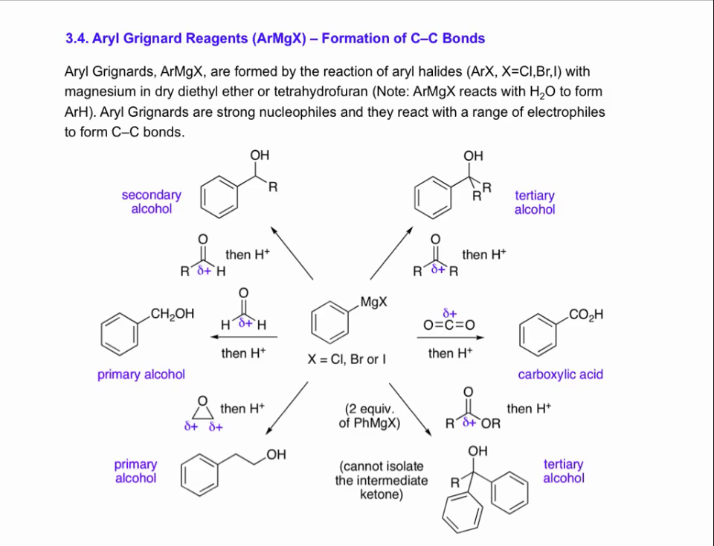So this scheme shows some examples. We can react the Grignard with an aldehyde to form this alcohol on protonation. With a ketone, we now form a tertiary alcohol. With CO2, we form a carboxylic acid. With an ester, we can form this tertiary alcohol. With an epoxide, we can form a primary alcohol at the bottom left. And finally, with formaldehyde, we can form this primary alcohol here. So there's a range of different compounds that we can make here, starting from an aryl Grignard reagent.